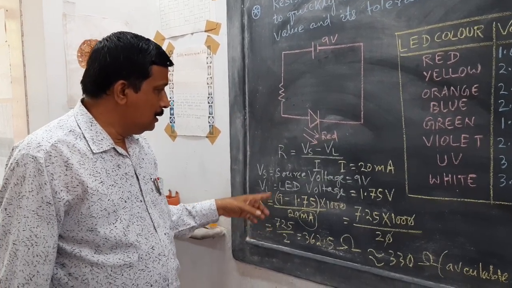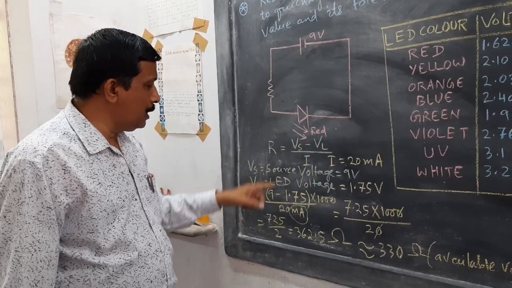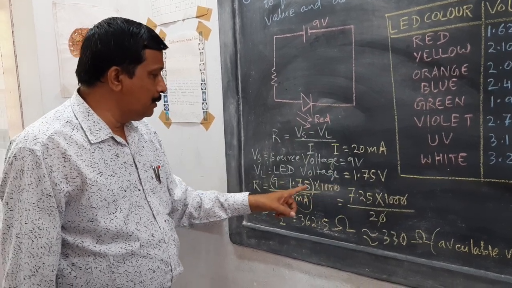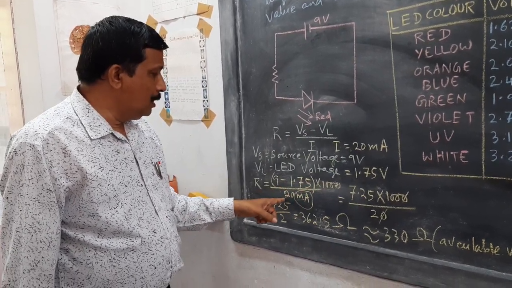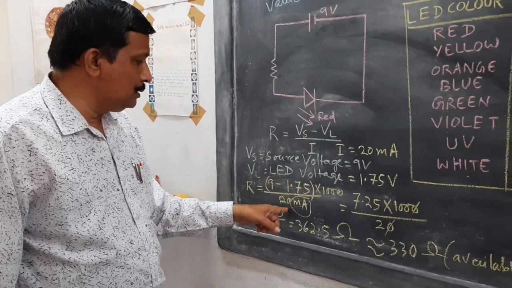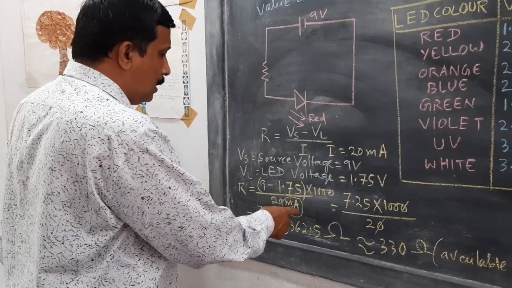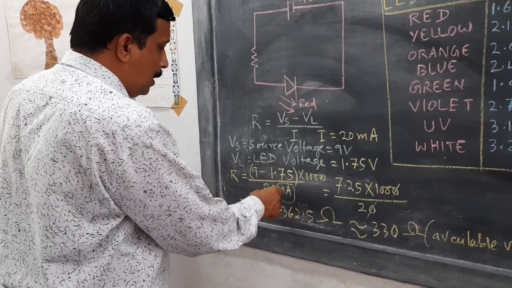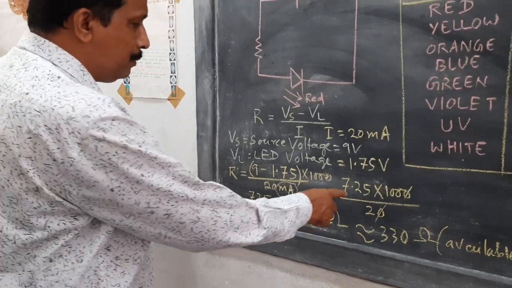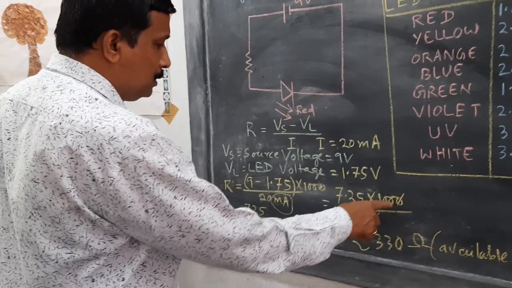So R is (Vs minus VL) by I. So here source voltage is 9 volt, so I have written here 9, and this is VL, your LED voltage, 1.75, by 20 milliampere. You see, this is your current. Suppose the current flowing is 20 milliampere. Then you want to convert this value to ampere, so you have to multiply by 1000. So 9 minus 1.75, that is 7.25, into 1000 by 20.